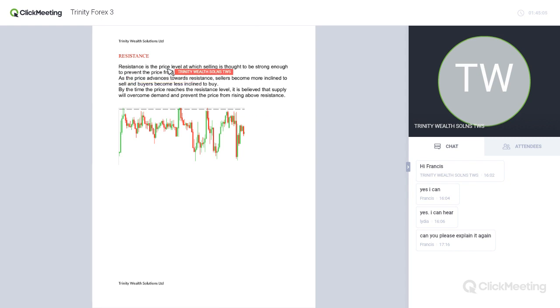Resistance is the price level at which selling is thought to be strong enough to prevent the price from rising further. As the price advances towards resistance, sellers become more inclined to sell and buyers become less inclined to buy. By the time the price reaches the resistance level, it is believed that supply will overcome demand and prevent the price from rising above resistance.